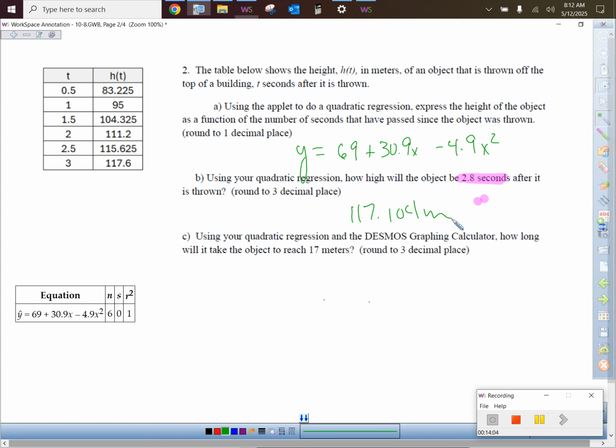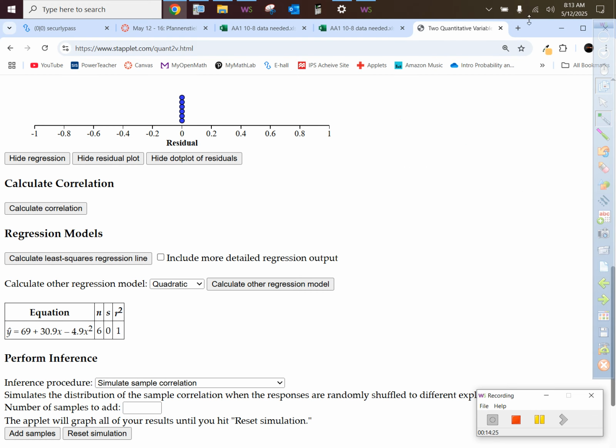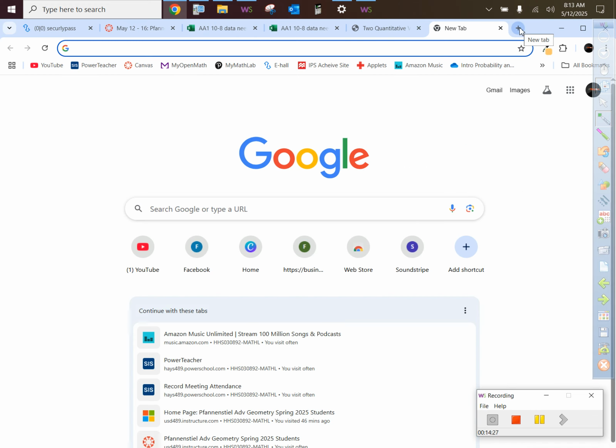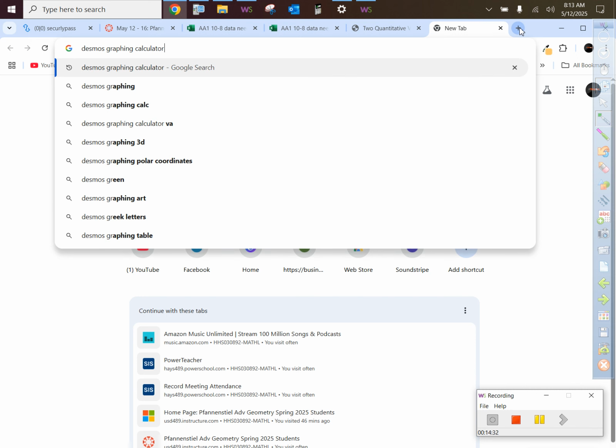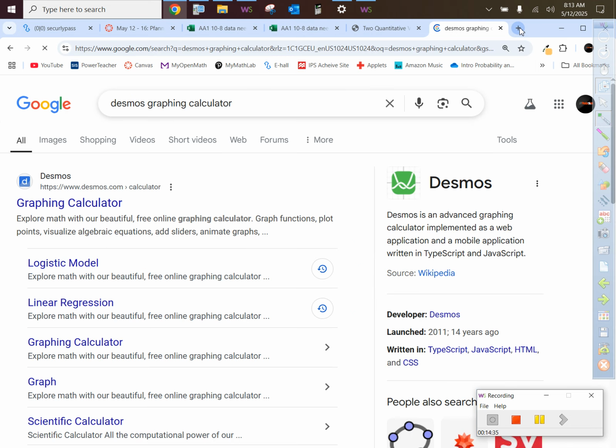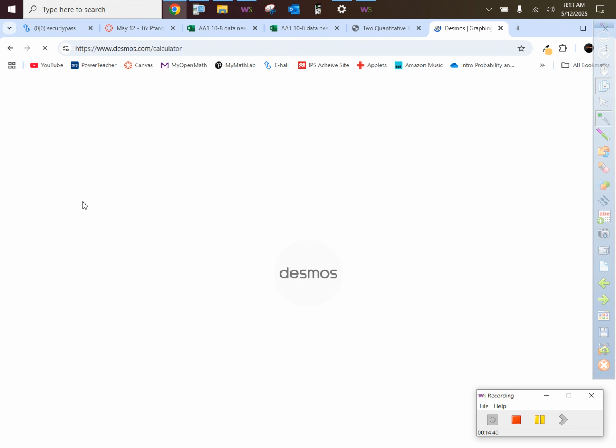But now there is an algebraic way to do part C, and there is a graphing calculator way to do part C. It says use your quadratic regression and the Desmos graphing calculator. How long will it take? Would you believe we don't know t then, when they're asking us to find the t for the object to reach 17 meters, right? So if we go to the internet and open a new window and just type in Desmos graphing, it'll start bringing up the graphing calculator. We did this once before.